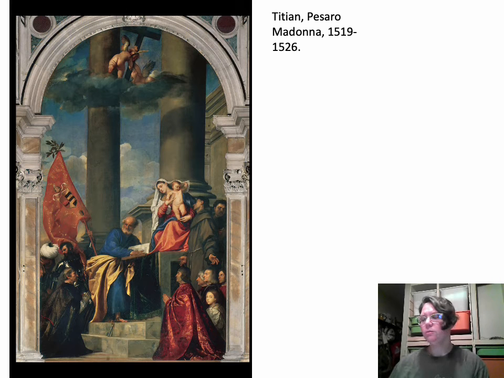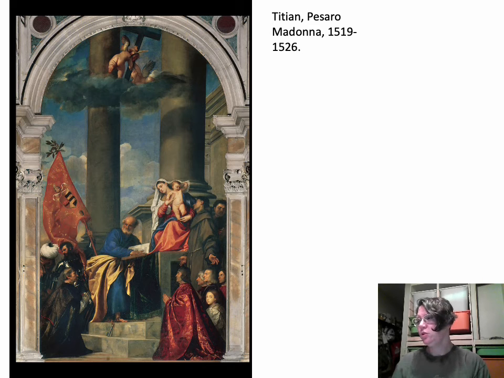So this is Titian's Pesaro Madonna. Titian was actually trained by both Bellini and Giorgione, and he learned so well from both of them that today's scholars really can't concur about the degree of participation that he had in Giorgione and Bellini's later works. Bellini dies in 1516, and the Republic of Venice then appoints Titian as its official painter.